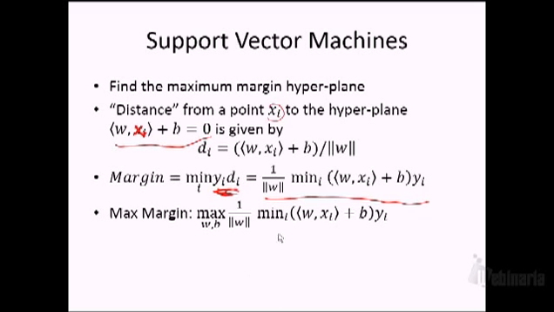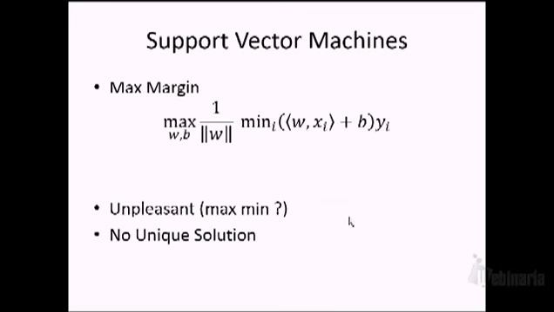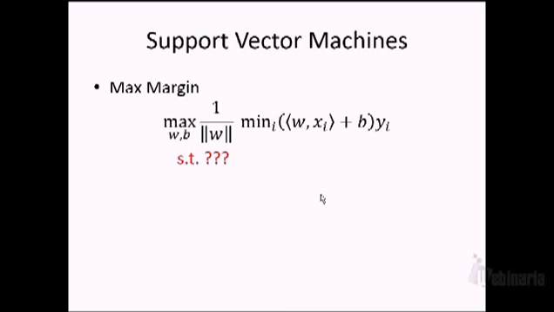So you have a maximization of 1 over the norm of your primal variables, and then you multiply it by a minimization of something. This is rather unpleasant. But there's a more fundamental flaw. This problem has no unique solution, because for any w and b that solves this problem, you can scale w and b by an arbitrary positive quantity, and that will keep the decision boundary and the margin unchanged. And so we need to constrain the problem to find a unique solution.